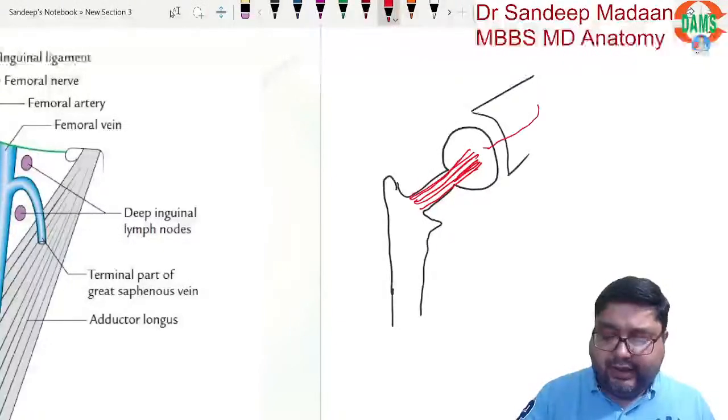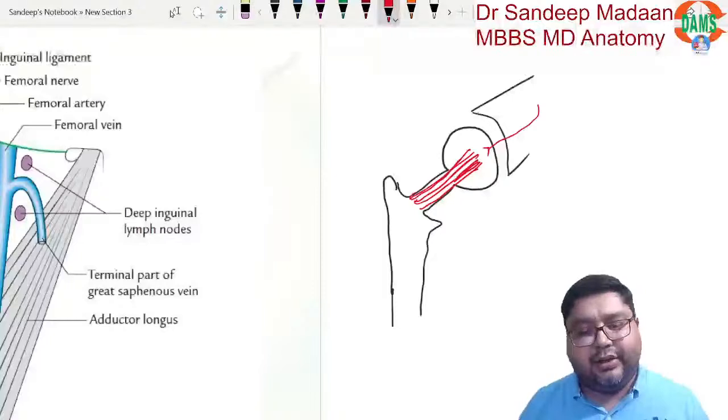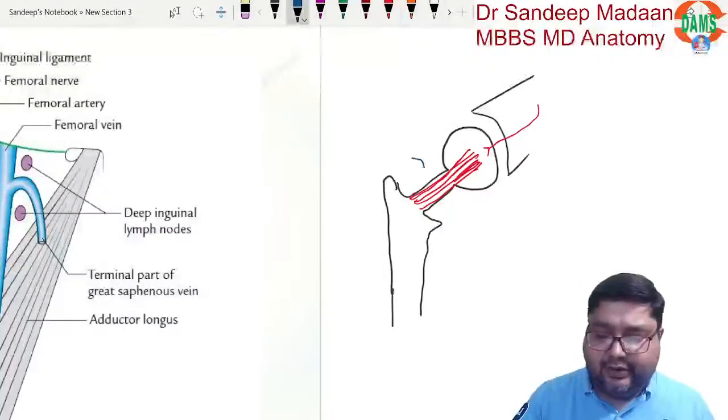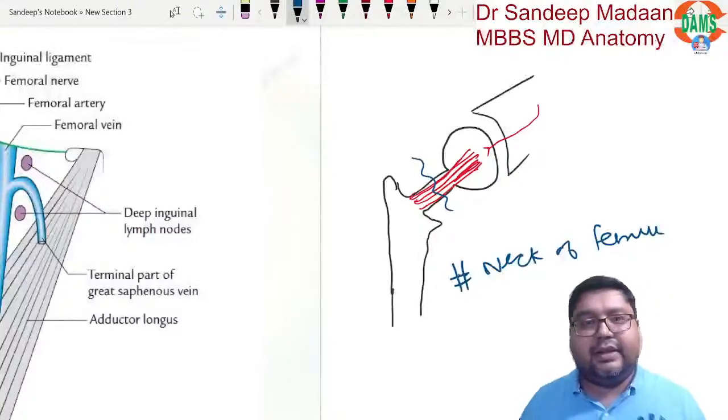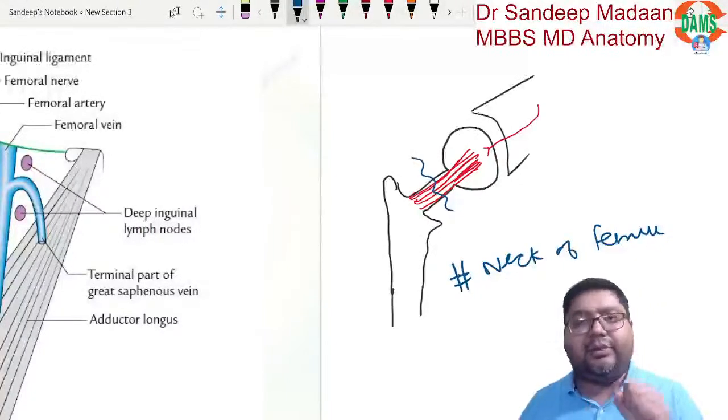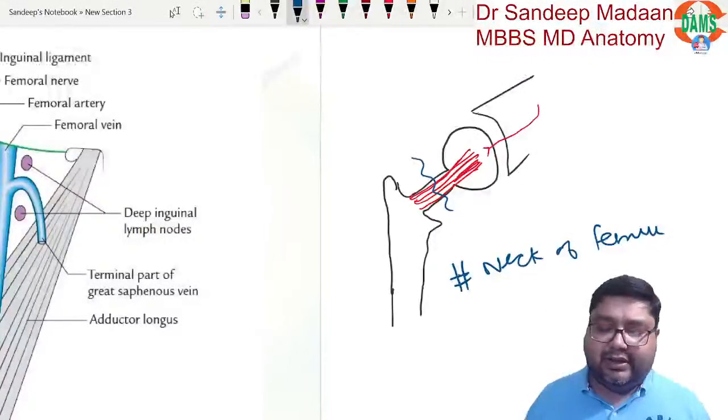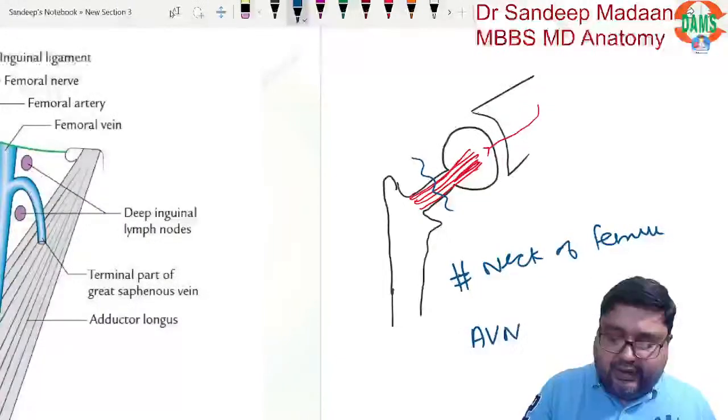Although we have one branch here, the artery to head of femur, in case of fracture of neck of femur, these retinacular vessels will be compromised and the blood supply to the head of femur will be compromised. If the blood supply to the head of femur is compromised, it will lead to avascular necrosis of the head of femur.